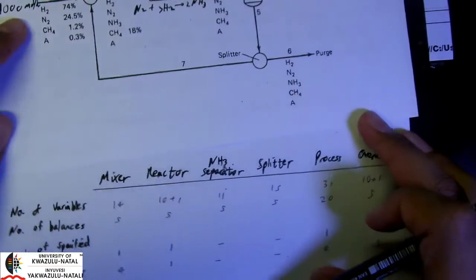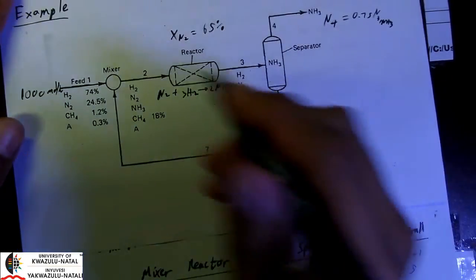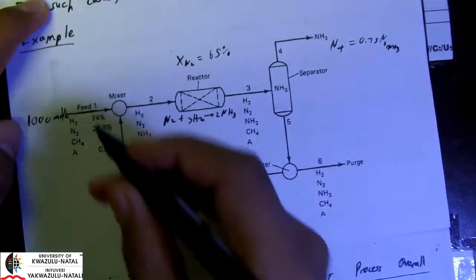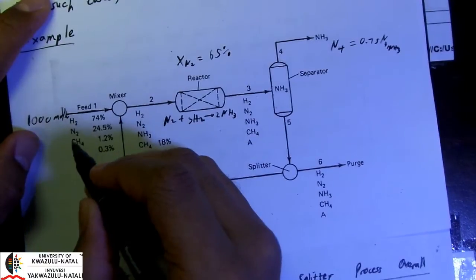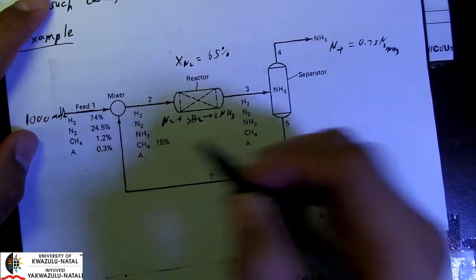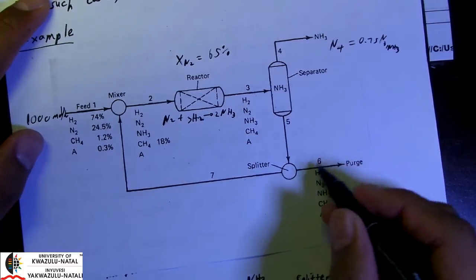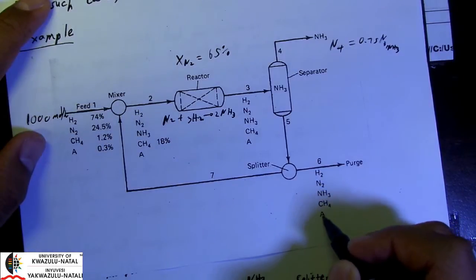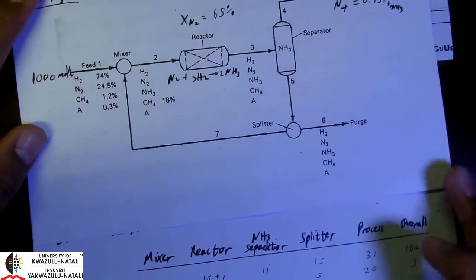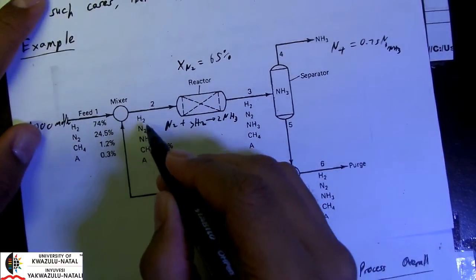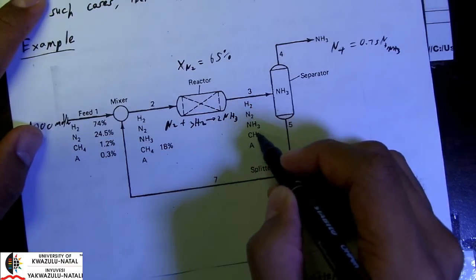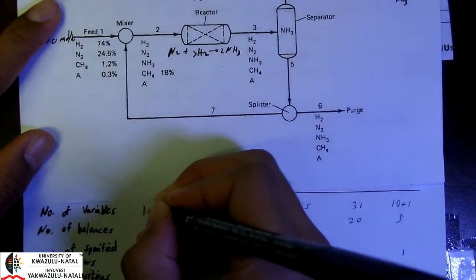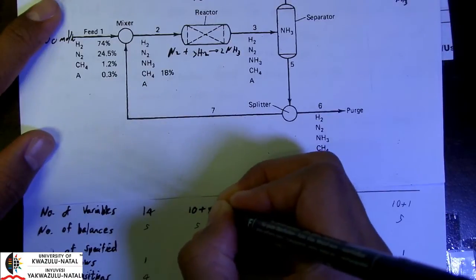So let's consider our mixer, and we're looking at just species balances here, not element balances. So back to basics. We have 1, 2, 3, 4, 5, 6, 7, 8, 9, and from this we can determine that we have more components in stream 7, so that's 9, 10, 11, 12, 13, 14 for our mixer. For our reactor, we will have 10 stream variables plus 1 reaction rate, so that's 10 plus 1. So we have our 14 and then 10 plus 1.